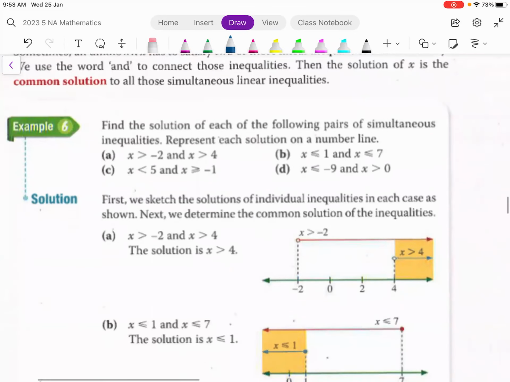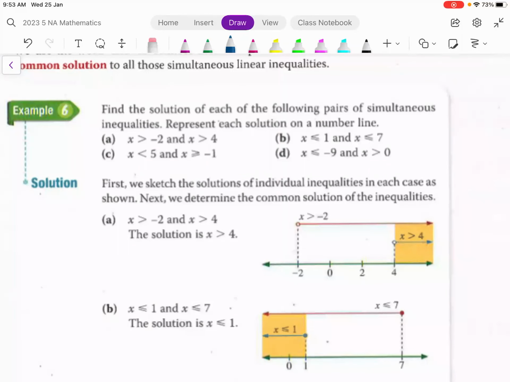Okay, so let's take a look at example number 6. We start slower. Find the solution to each of the following pairs of simultaneous inequalities. Represent on the number line. So look at the screen now. Part A. We have 2 parts to it. Obviously, simultaneous one, so you need at least 2 of them.